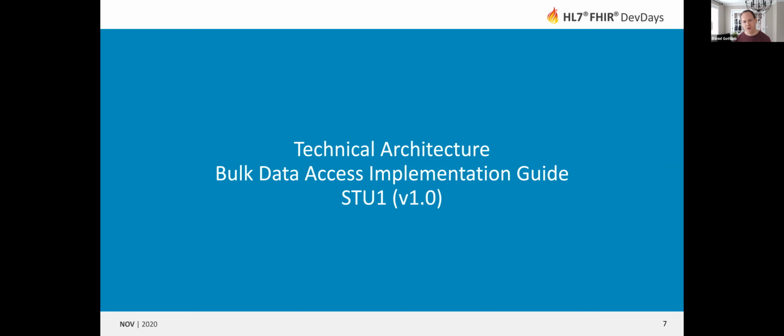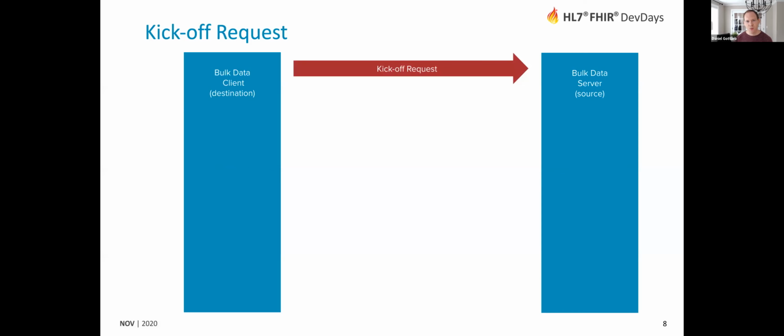But I wanted to shift gears a little bit because this is DevDays and dig into the details of how this API works. And so it starts with what's known as a kickoff request. So here on the screen, you're seeing the blue box on the left is the bulk data client. So this is the system that's going to be receiving the bulk FHIR data.